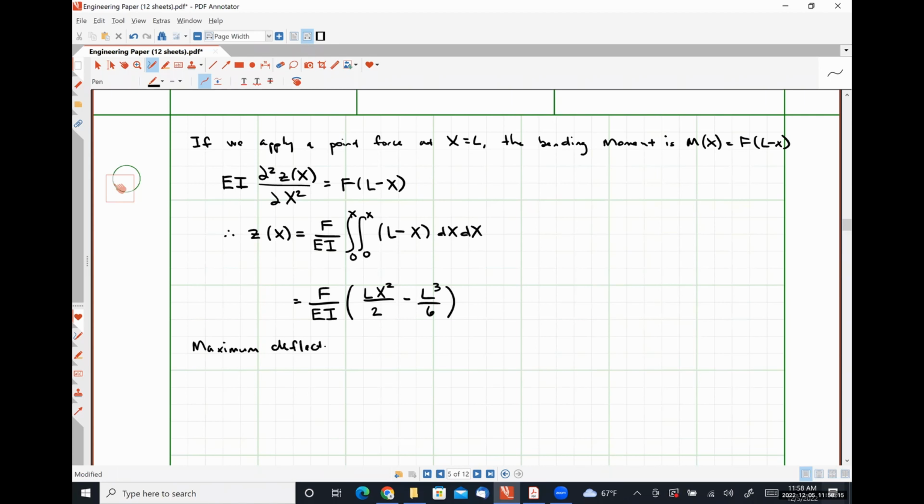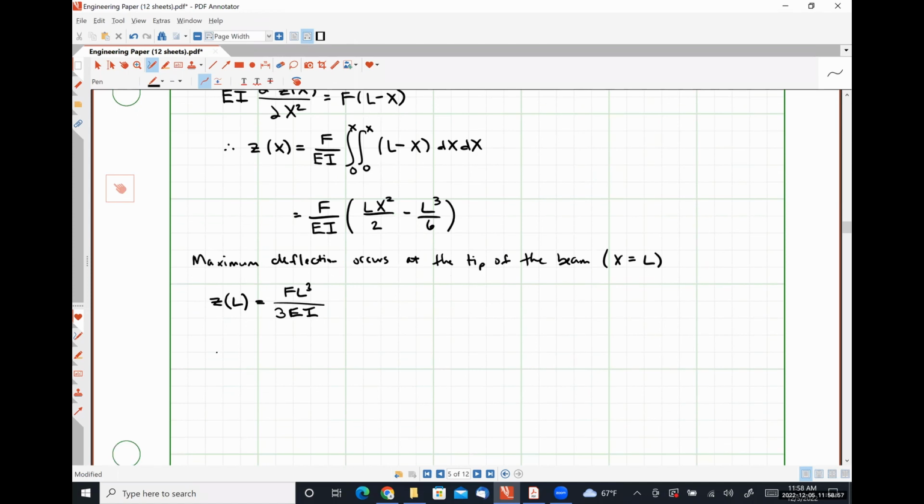maximum deflection occurs at the tip of the beam where our position along the beam is exactly equal to L, the location of where we have applied our force, which gives us a displacement of FL cubed over 3EI.